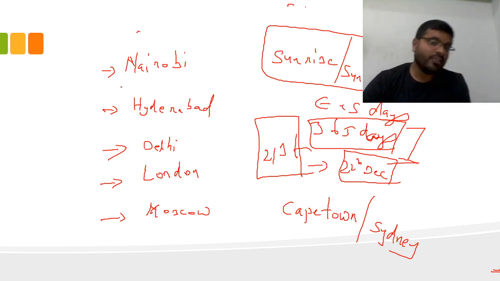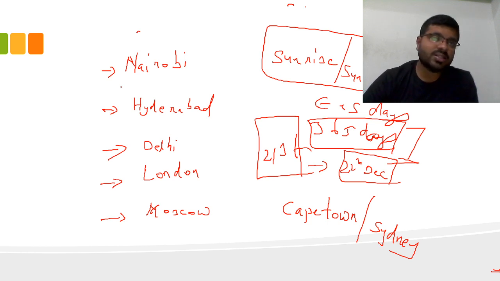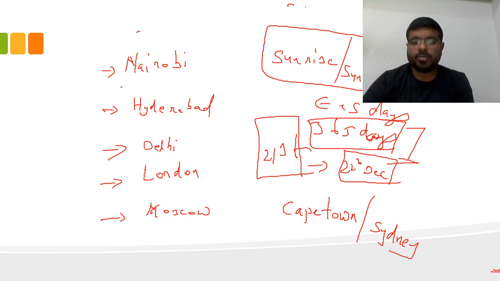Then similarly in winter, what happens? The opposite. For a city in India, usually the sun rises at around 6:30 and sets by around 4:30 or 5:30. Why? That is the impact of these things. Then in Moscow, the sun rises at around 9 or 10 o'clock in the morning and sets by around 3 or 4 o'clock in the evening. So 9 to 3, only around 6 hours of daylight.